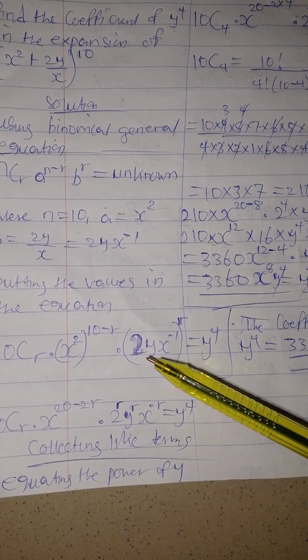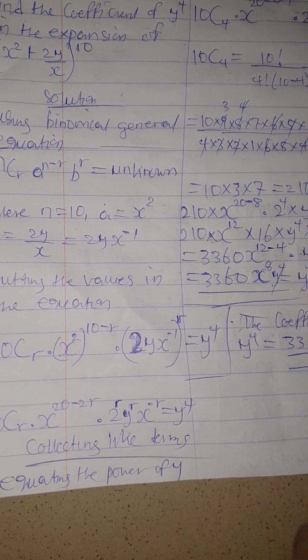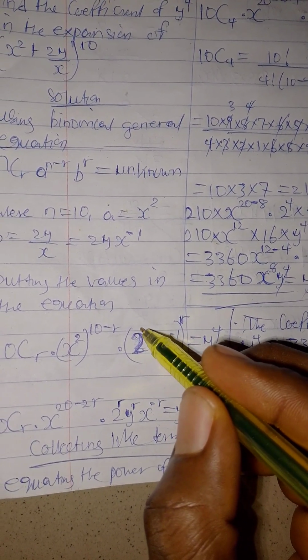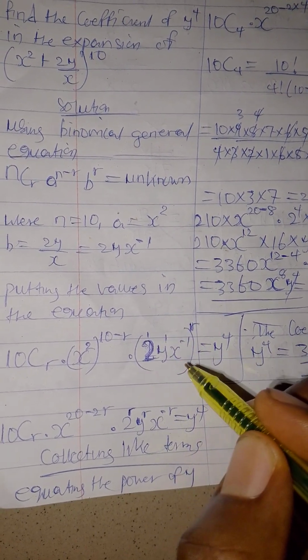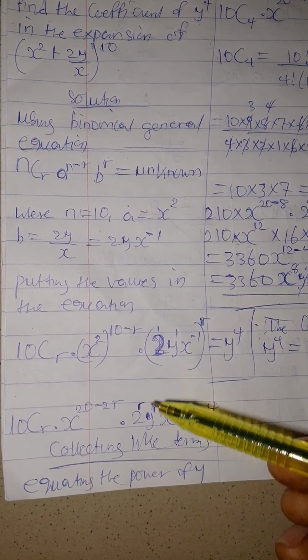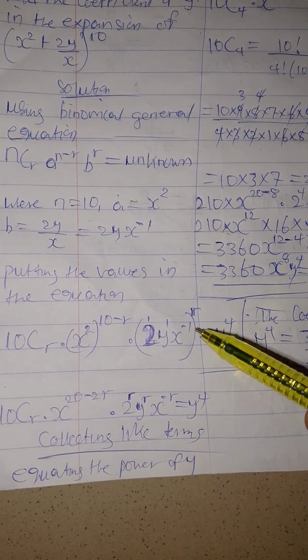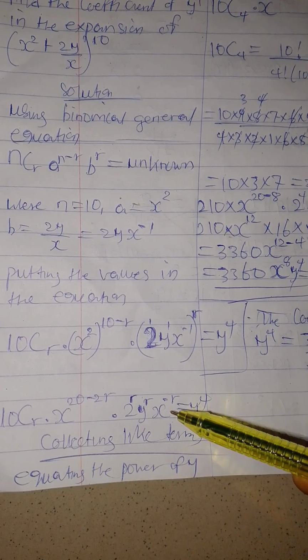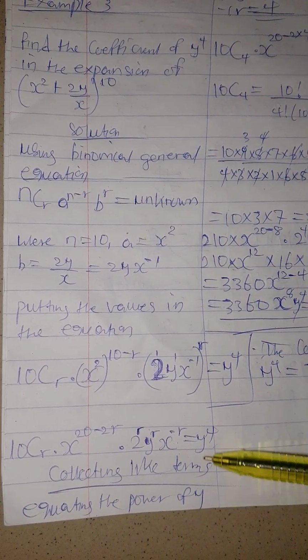Now dot, what again? I have this r. If you check this, 2 here has the power of 1, y here has the power of 1, and x has the power of minus 1. So that becomes r times 1 is 2 raised power r, and r times 1 will give you y raised power r, and also minus 1 times r will give you x raised power minus r is equal to the unknown. The unknown is y raised power 4.